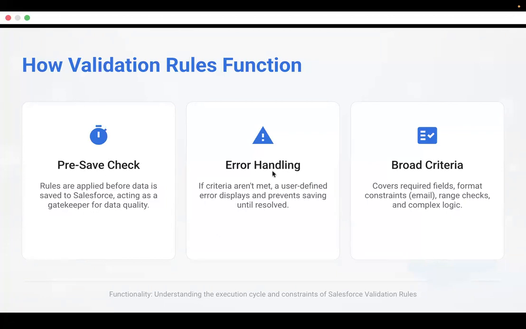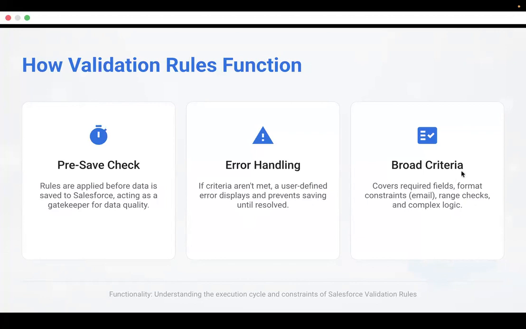Then error handling. If the criteria are not met, a user-defined error, whatever our administrators write, is displayed. Suppose the email is in the wrong format, the error displays and prevents saving until the error is resolved. That means the user should enter the correct, valid format and valid data before it's being saved to the database.